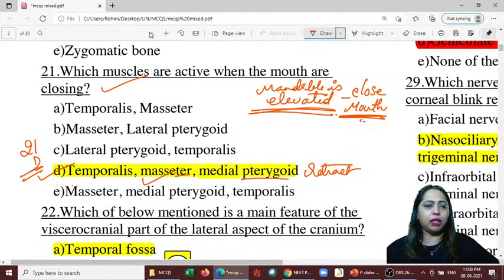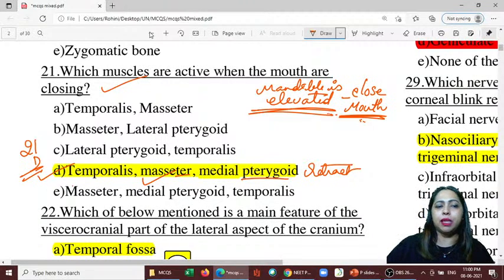Temporalis, masseter, together, you see all these muscles have various functions. So the group for elevation of the mandible is done by temporalis, masseter, medial pterygoid. These two will also do retraction.